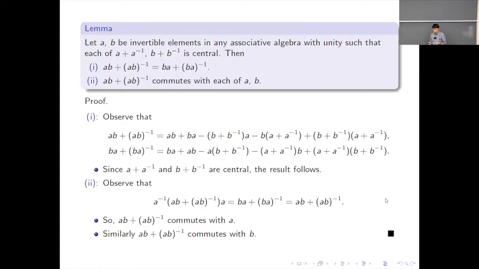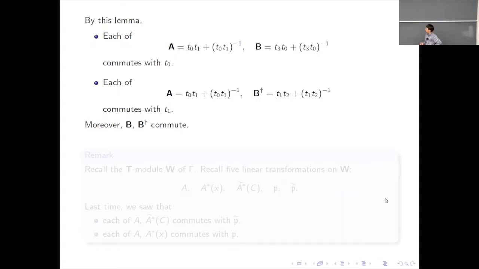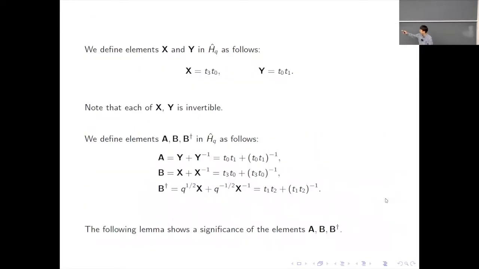So using this algebraic property, we can say each element A, B, as we defined earlier, commutes with T naught. So each of A and B dagger commutes with T1. Also B and B dagger commute with each other because we have the relation T naught T1 T2 T3 is equal to q to the negative 1/2. So look at this: B is x plus x inverse, and B dagger is q to the 1/2 x plus q to the negative 1/2 x inverse. So they clearly commute with each other.